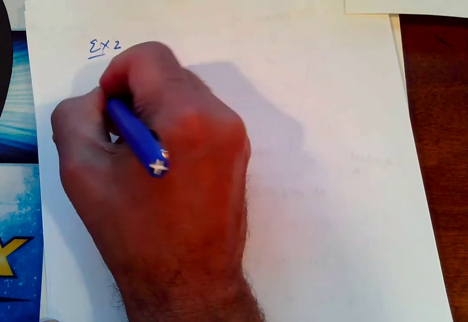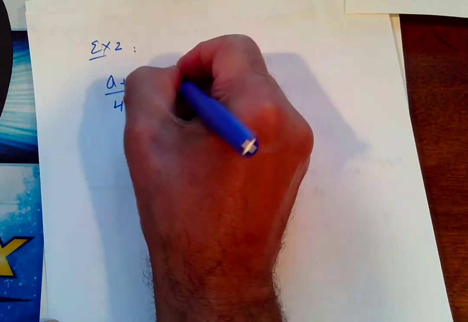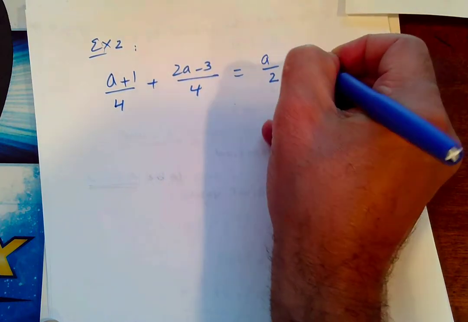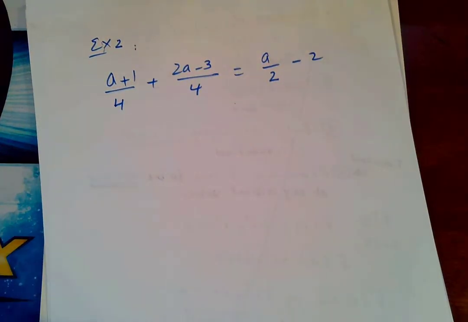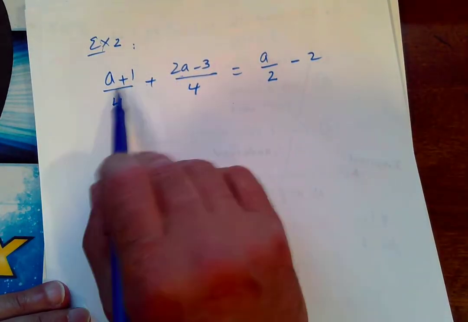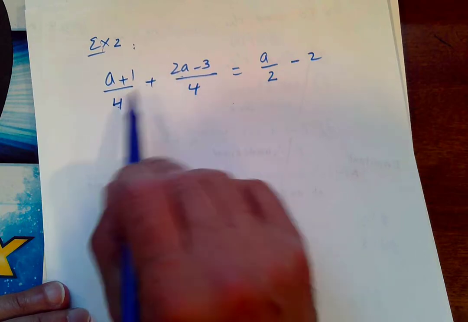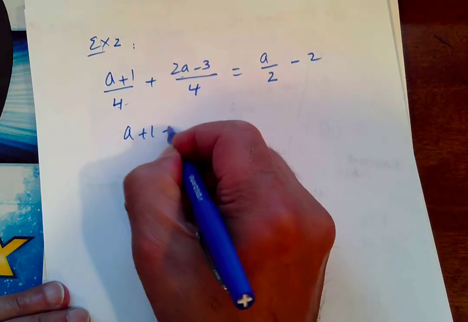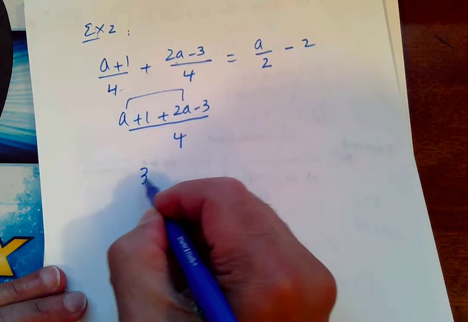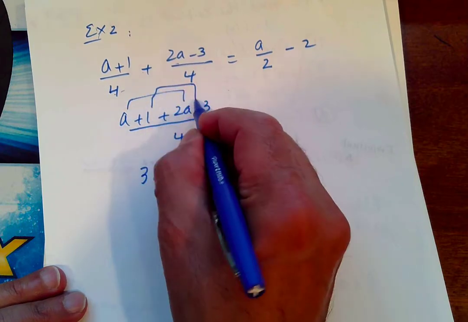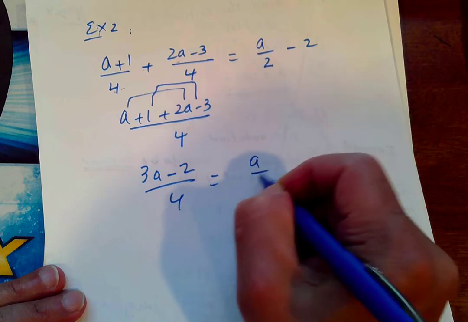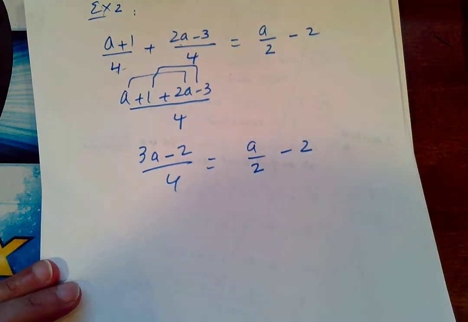(a plus 1) all over 4 plus (2a minus 3) all over 4 equals a over 2 minus 2. So what I'm going to do, I'm going to actually add these two fractions because they have the same denominator. So (a plus 1 plus 2a minus 3) all over 4, that's going to be (3a minus 2), because 1 minus 3 is -2, all over 4 equals a over 2 minus 2.